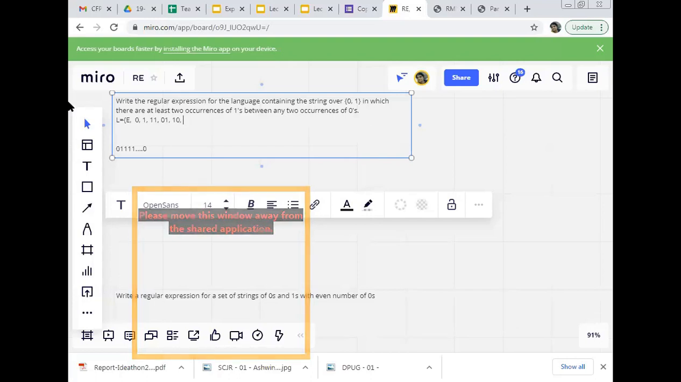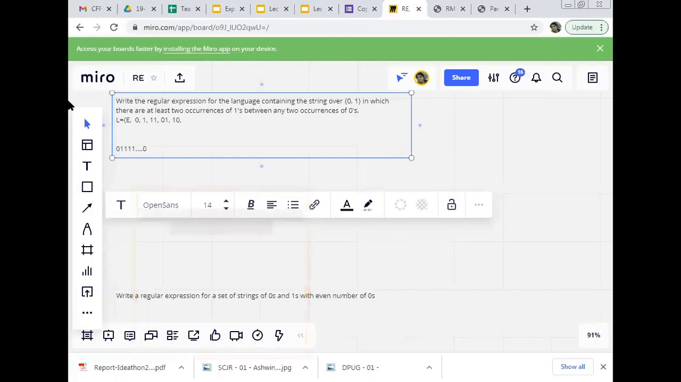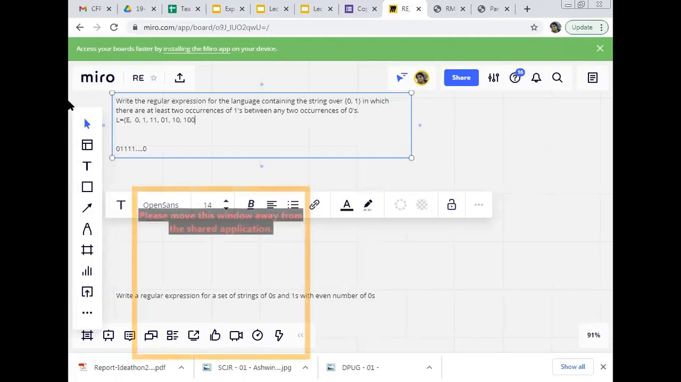Okay, then what else? We cannot have any other two length string, right? Then three length. Can we have 1, 0, 0? No, right? Can we have 1, 0, 1? Yes. Can we have 0, 1, 0? Rushikesh, we cannot have 0, 1, 0, right?